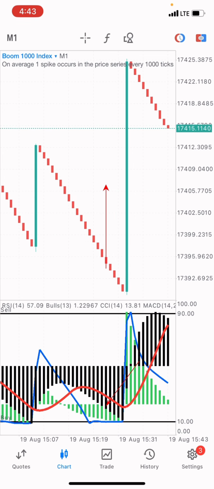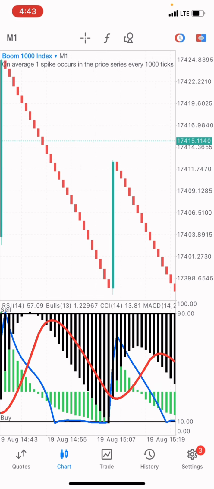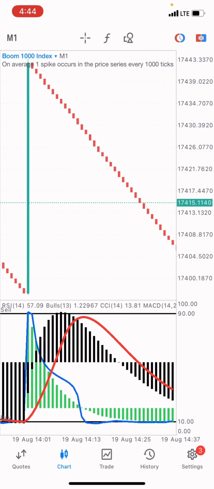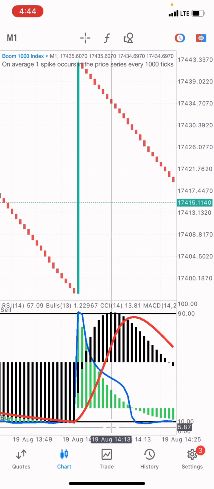Okay, because always on the downward trend of the MACD on the Crash market, the market always spikes, and on the Boom market, the market always spikes towards the upward trend of the MACD. So that's why I added the MACD, so that you can know when the market is about to spike. Okay, and when the MACD touches the level of 10 on the Boom market, the market would spike, and towards the upward trend of the MACD, there's a lot of spikes on the market.